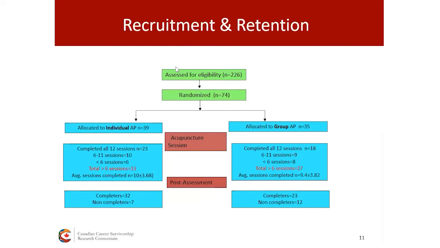As you can see here, both these groups received acupuncture sessions, and the average number of sessions completed in the individual arm was about 10 out of 12, and in the group arm about 9.4 out of 12. There were a total of 12 sessions over a period of 6 weeks, which means about 2 sessions per week. We had 32 of 39 completers in the individual arm and 23 out of 35 completers in the group arm, who were assessed post-treatment.